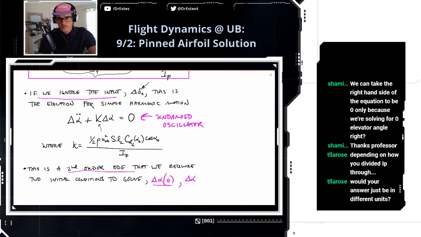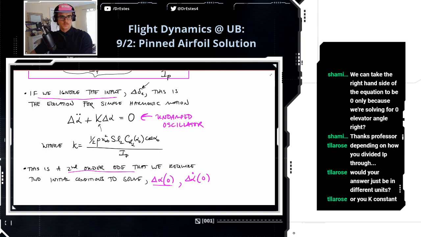Depending on how you divided, would your answer just be in different units? No, we definitely needed to divide through by that moment of inertia. That was a definite oversight on my part. Dakota saved the day.